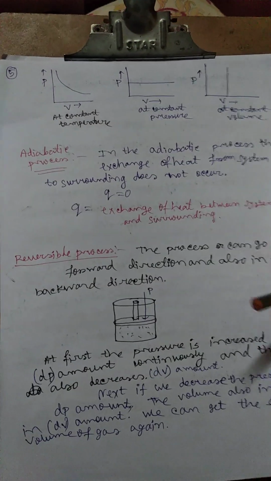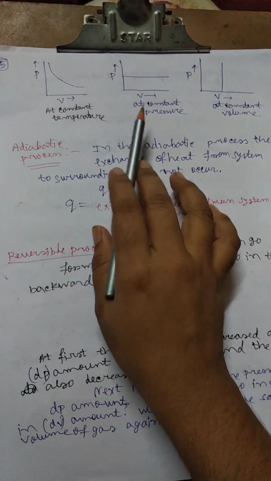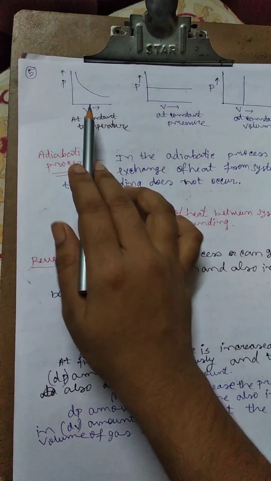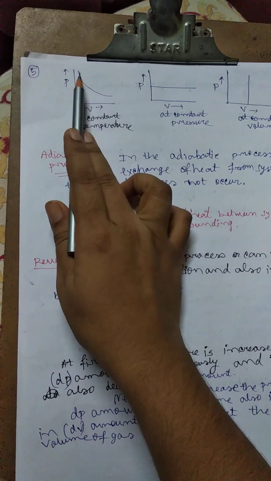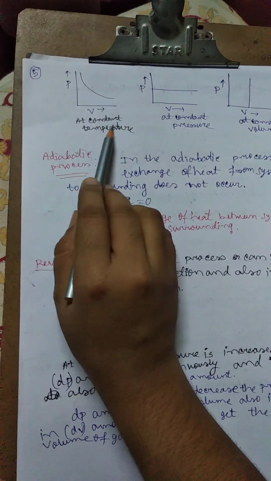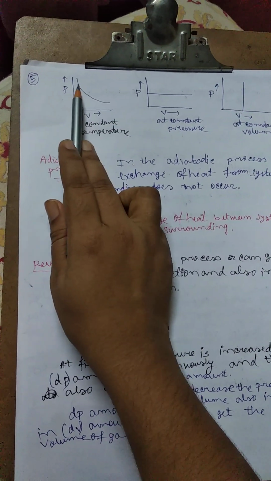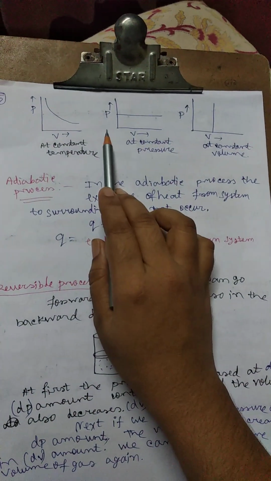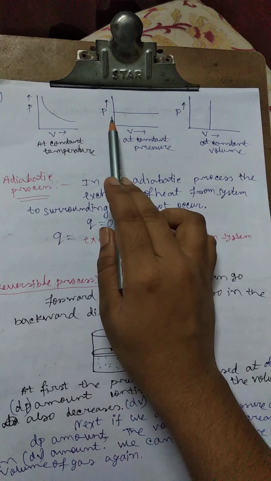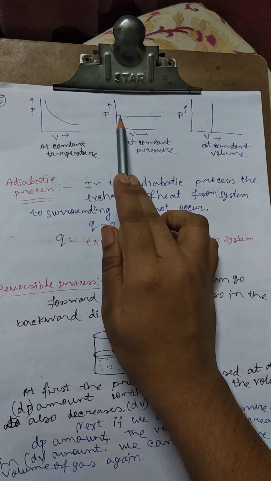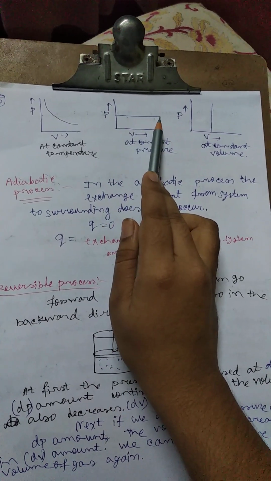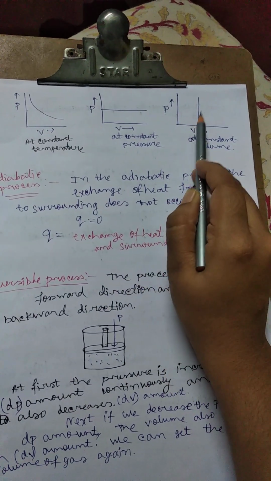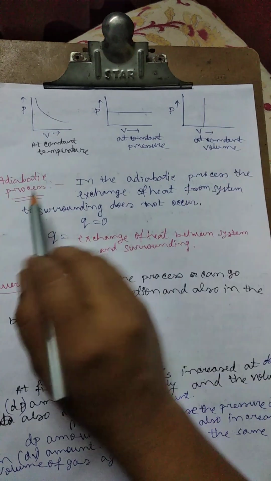Here I have drawn 3 graphs of the 3 types of process I have studied. Here it is the pressure and volume. It is a curve at constant temperature. It occurs at constant temperature, it is a curve. At constant pressure, the pressure is constant and the volume is increasing. Okay, and here at constant volume, the pressure is increasing but the volume is constant.